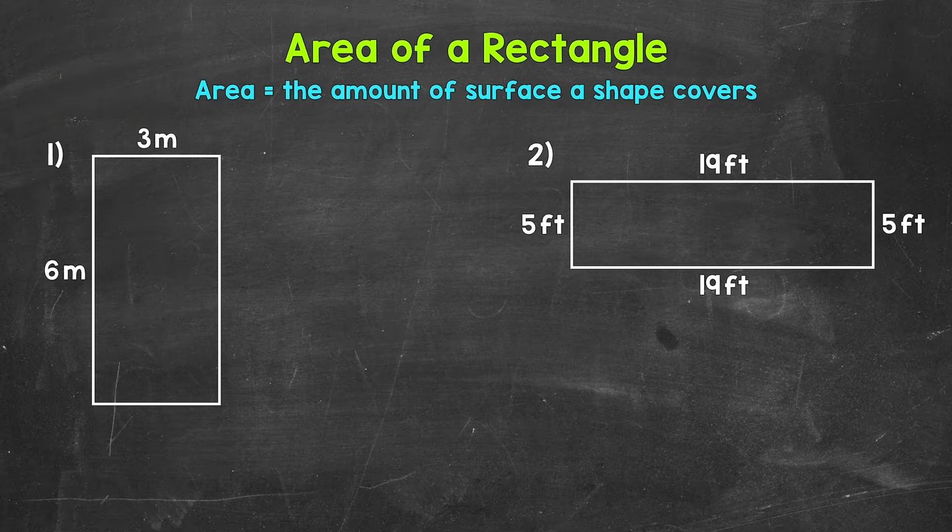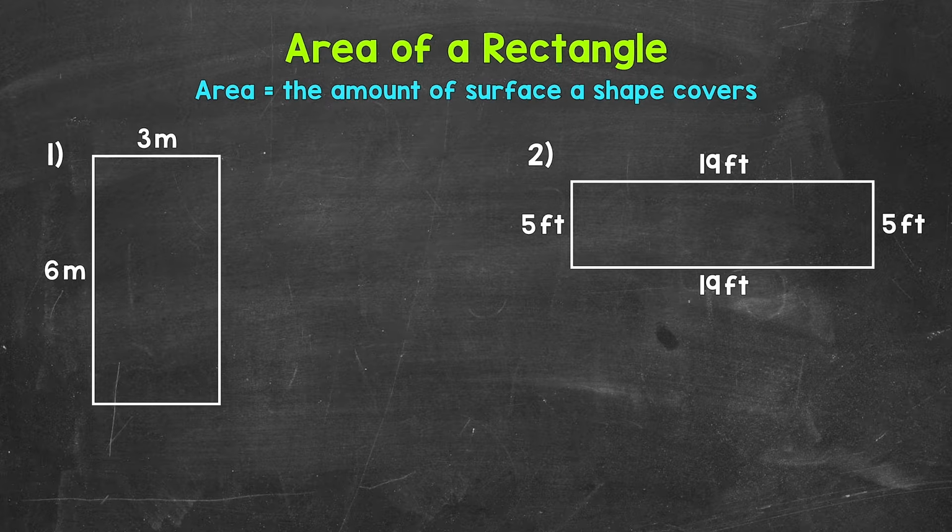In this video, I'm going to cover how to find the area of rectangles, squares, triangles, and circles. Now remember, area is the amount of surface something covers, a shape covers. We're going to start with rectangles, move to squares, then triangles, and end with circles.